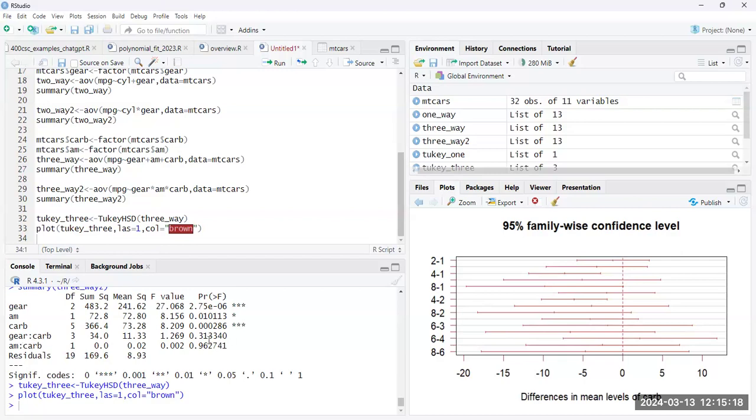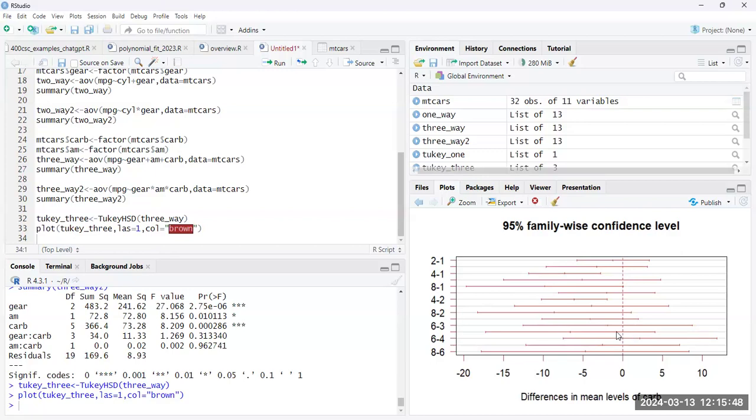And what we should see is that all of the intervals overlap with 0. Now, when you start doing these interaction terms, you have many, many more levels because you have different combinations of all of them. And so sometimes the graphs can be quite dense and difficult to read. So I'm not going to go there. But if you had interactions that were significant, then you would definitely want to look at that.